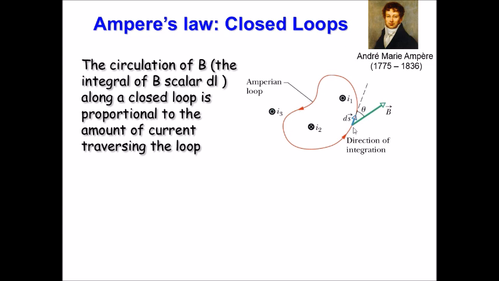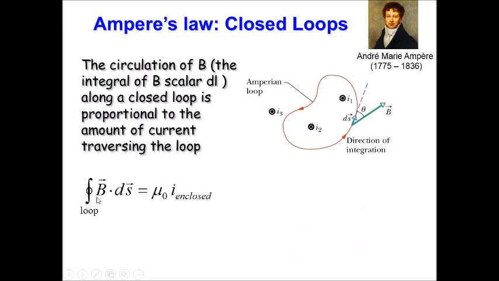If you calculate the circulation of the magnetic field B along this loop, that's the integral of B scalar dl, where dl is the element length along this loop. So if you calculate B scalar dl and you sum that along the loop, the result will be proportional to the current passing through the loop or traversing the loop.